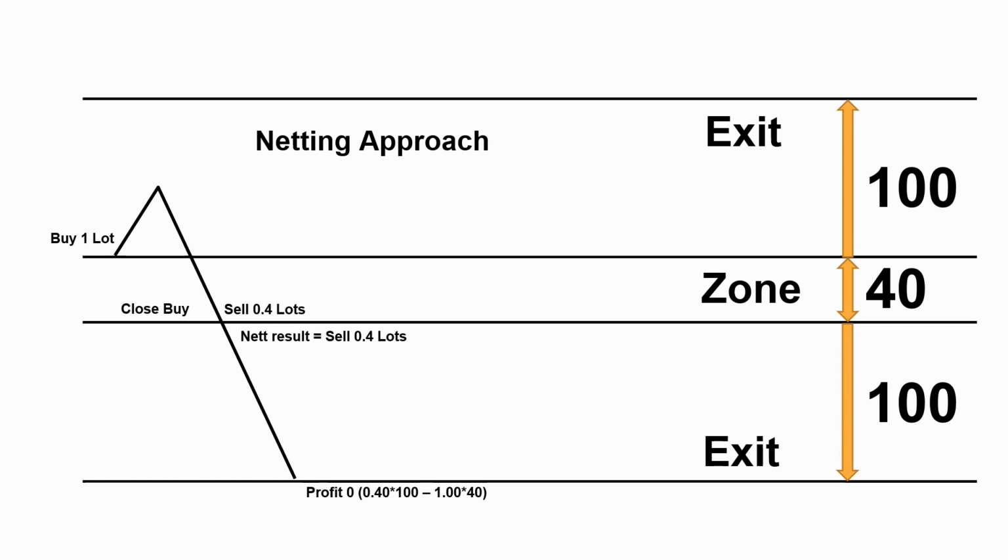And if the price continues to fall and hits the lower exit point, I still have a profit of 0, which is the 0.4 multiplied by 100. So that's my sell, 0.4 lots by 100 pips, minus the one lot of buy by the 40 pips of loss that I incurred on that buy. So I've opened a much smaller sell position and I've still achieved my 0 profit, 0 loss.